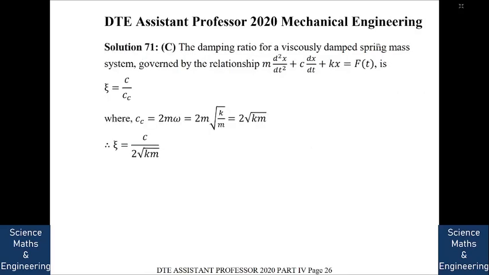is C. For this equation, we have zeta, that is damping ratio, is equal to C by Cc. Now Cc is equal to 2m omega n, and omega n is root over k by m, so Cc is 2 root km. So zeta would be equal to C divided by 2 root km. Next question.